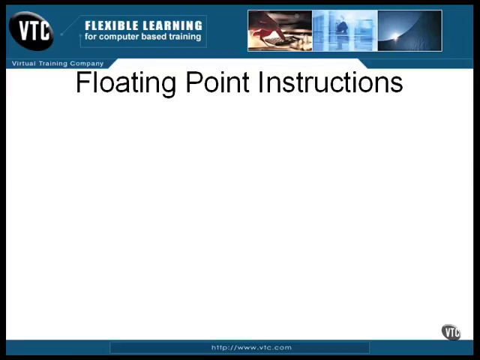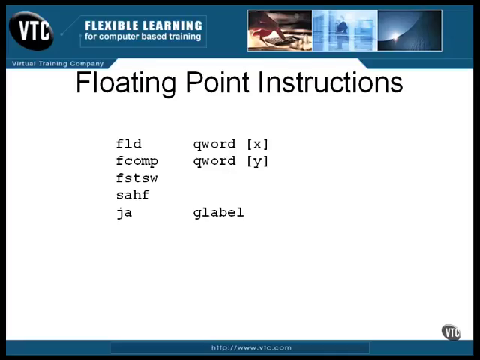This may seem to be a bit clumsy, but it's really pretty straightforward. This code snippet shows how it works. This FLD instruction copies a 32-bit floating point number from memory into register ST0. Of course, it converts it to the internal 80-bit format as it does it. The fcomp instruction compares the contents of ST0 to the 32-bit floating point value in memory.